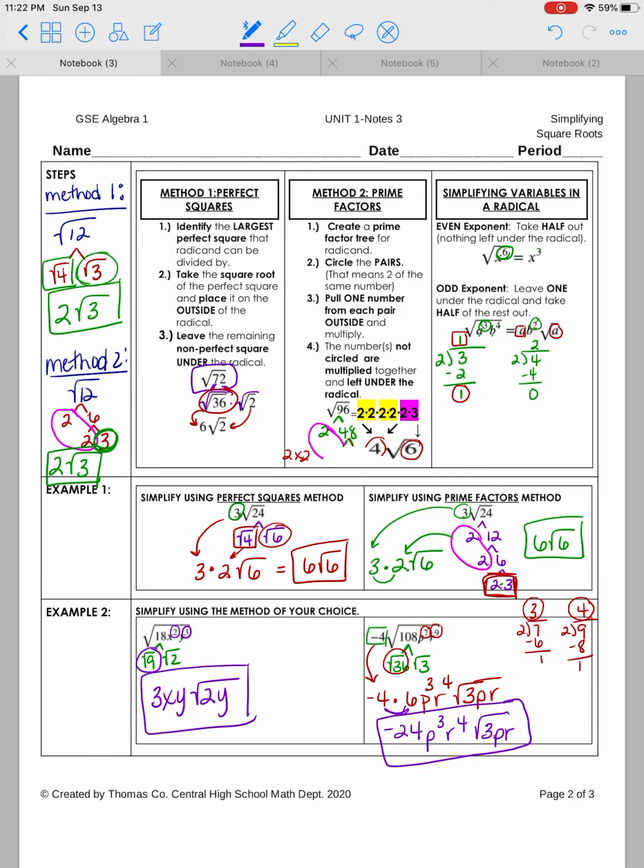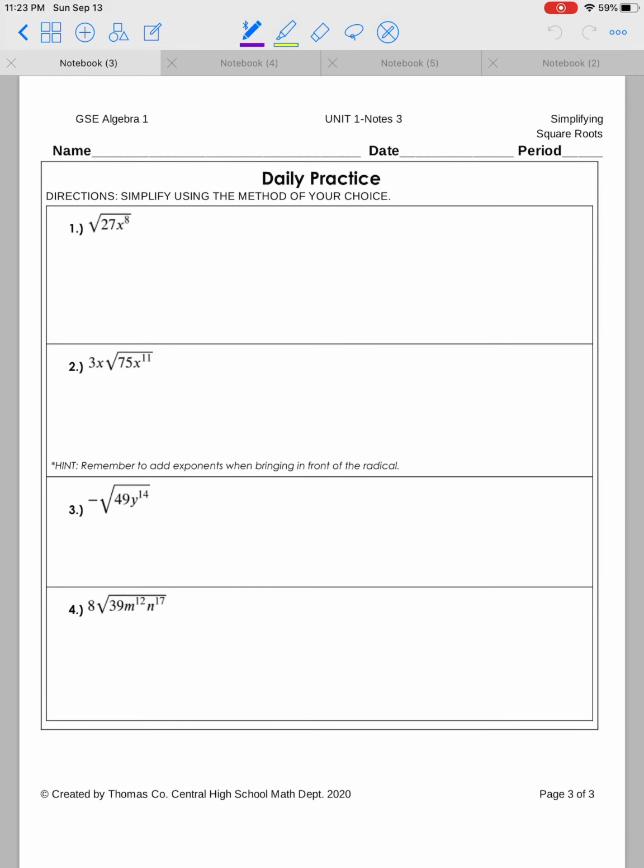So if you have any questions, let me know, chat with me, ask me now, and I can do some more of these with you. If not, then you need to go to the next page of your notes. There are 4 daily practice problems here that you need to do. Once you get them done, either do them on this page if you printed them out or on another sheet of paper. Take a picture, upload them to Google Classroom, and turn them in, and then you have some iExcel assignments to work on.